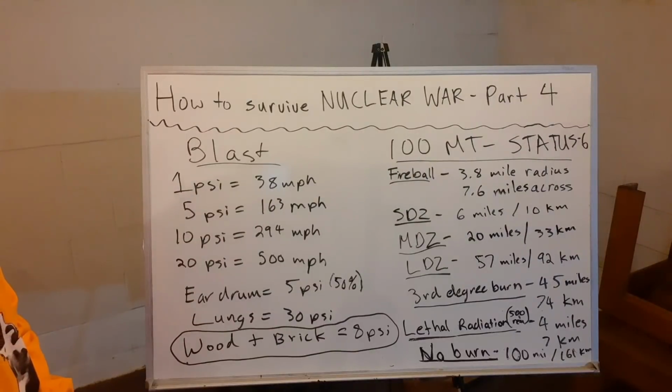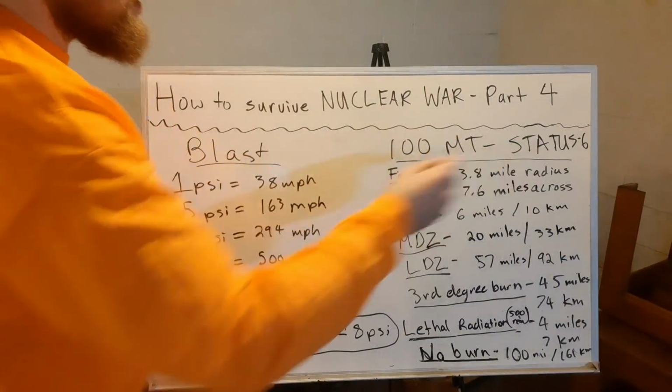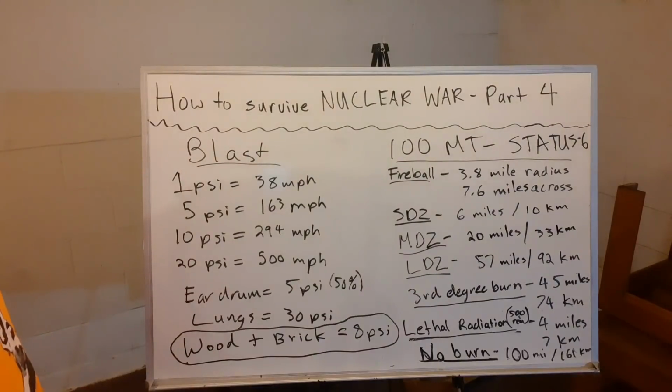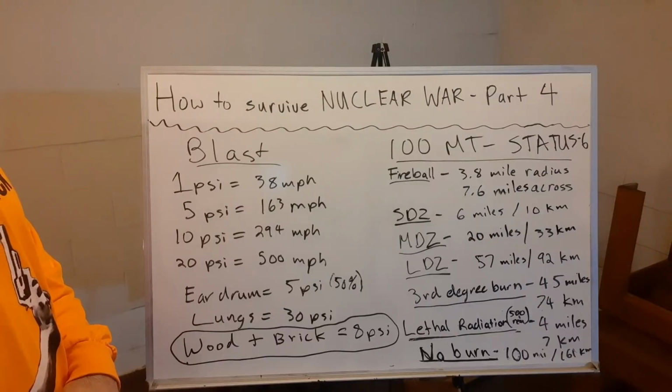All right, guys, so now I'm going to share with you some of the most common nuclear warheads and what to expect. So here we have the 100 megaton Status 6. I've talked about the Status 6 before. That's the underwater nuclear torpedo that Russia has, and they recently deployed it a few months ago, and it's now patrolling the ocean. They have several of these Status 6 Poseidons.